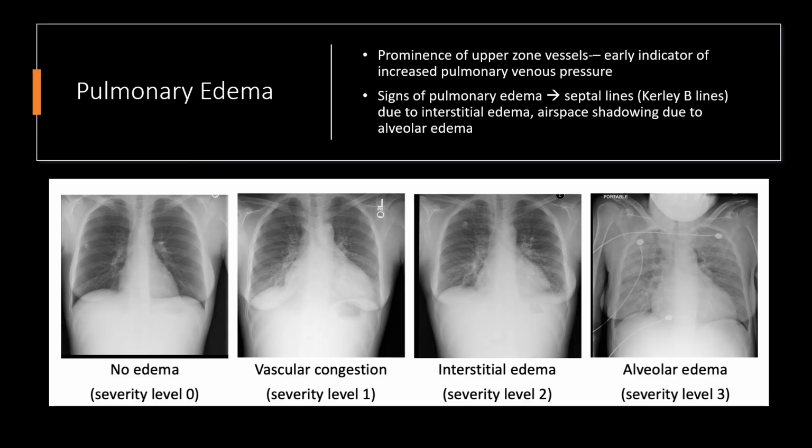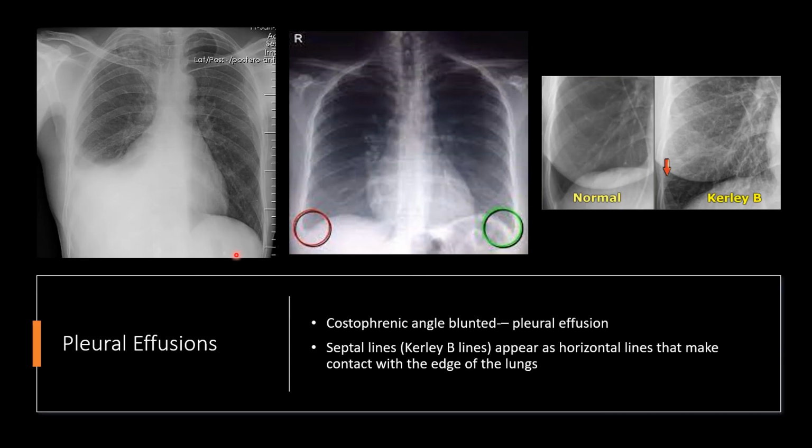Next, you can evaluate pulmonary edema. One of the earliest signs of increased pulmonary venous pressure is prominence of the upper zone vessels. Also, you can see septal lines, also known as curly B lines, due to interstitial edema, and airspace shadowing due to alveolar edema. You can also see pleural effusions on chest X-rays.